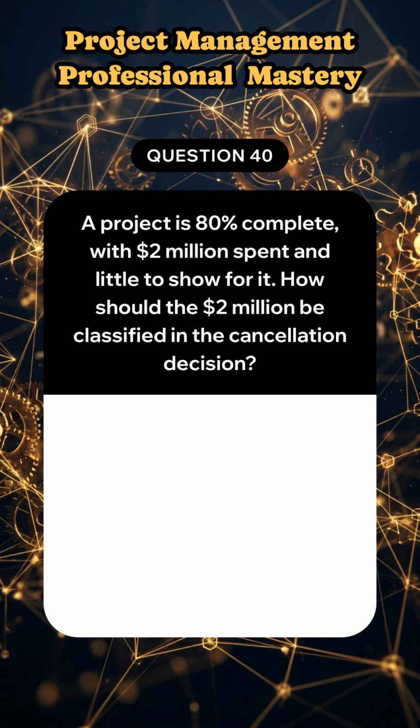A project is 80% complete, with $2 million spent and little to show for it. How should the $2 million be classified in the cancellation decision?